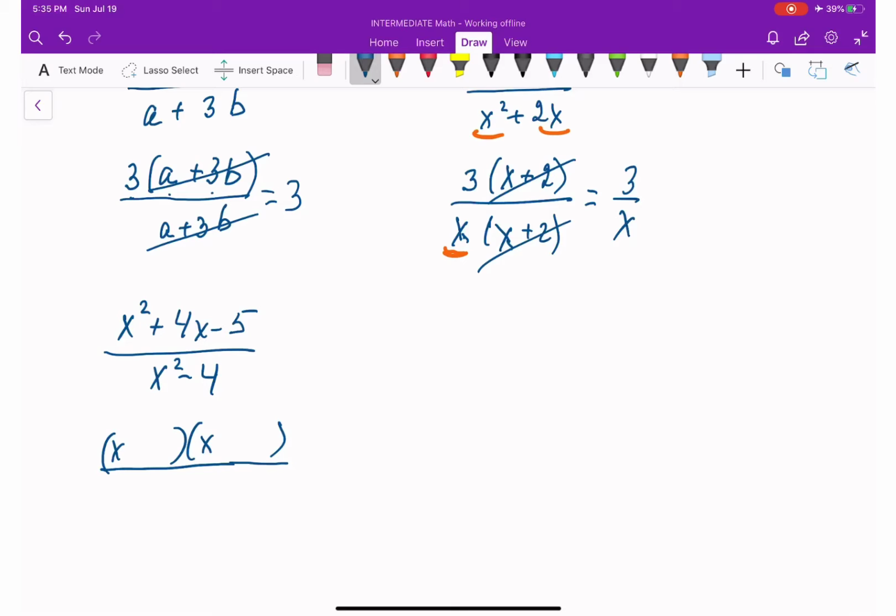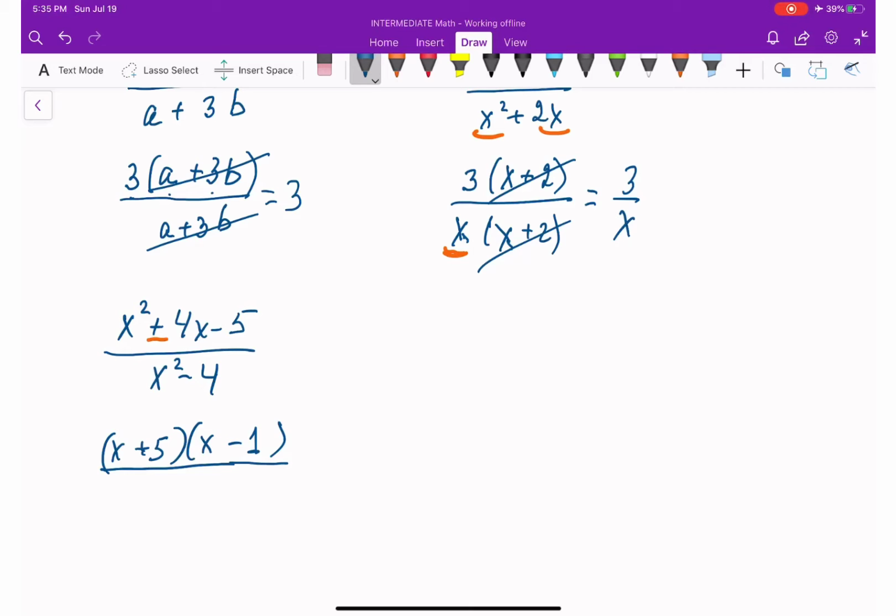So we need to find two numbers whose multiplication will give -5 and addition will give 4. If we have -5, that means one is positive, one is negative, right? And the bigger number has to be positive because here we have positive 4. So it is going to be plus 5 and -1.